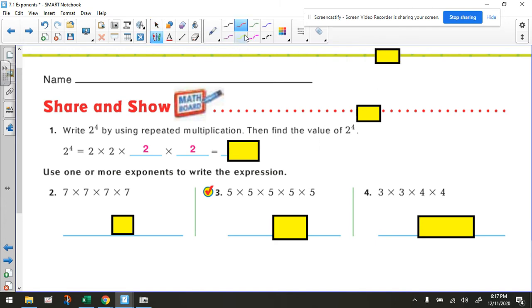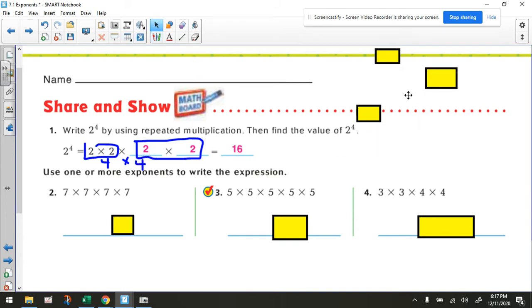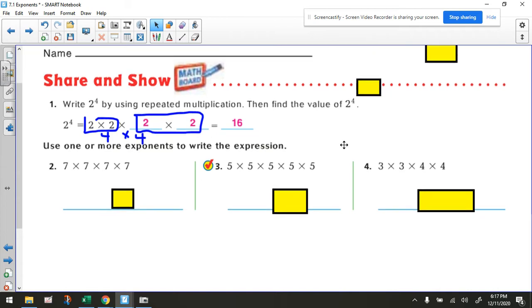And if we chunk this up, we know that 2 times 2 would be 4. And we know this times 2 would be 4. And if we find 4 times 4, that'll give us the standard form, which of course would be 16. All right, it's very important you pay attention to the directions because sometimes they just want the thing rewritten with exponents. Sometimes they want the standard form, or what does it equal?